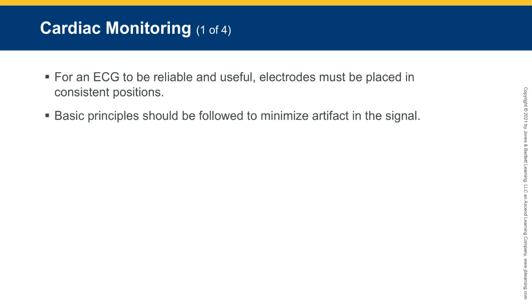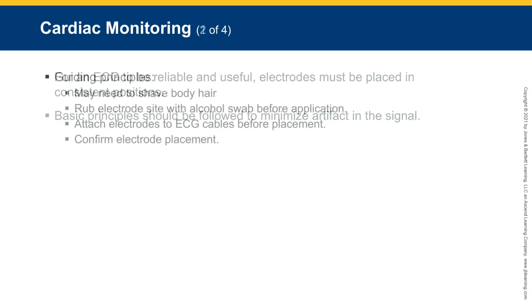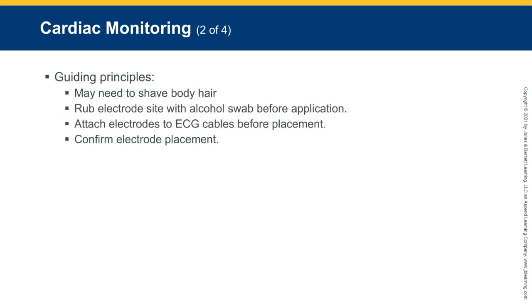For an electrocardiogram, ECG, to be accurate, electrodes must be placed consistently and correctly. Poor placement can lead to artifact and unreliable results. Before applying electrodes, ensure the patient's skin is dry and free of hair. Rubbing the site with an alcohol swab can improve adhesion.